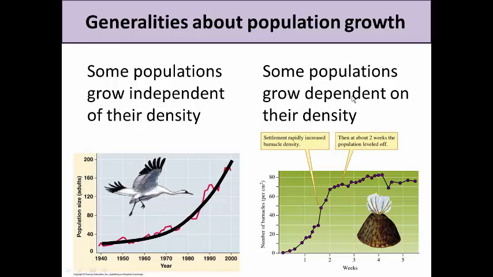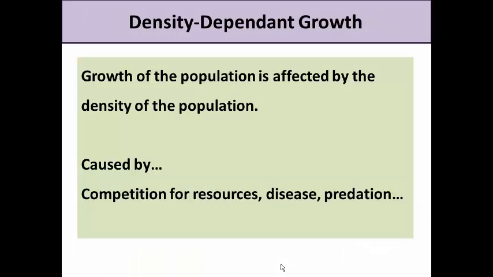The other kind of population growth is when populations grow dependent on their density, or density-dependent growth. Here, seen in the barnacle, we usually see these as classical S-shaped curves. So density-dependent growth is also called logistic growth. And this is where the growth of the population is affected by the density of the population. And remember, populations can increase by adding individuals through birth. They can decrease by taking individuals away through death. So as populations grow bigger under this scenario, the birth rate decreases, the death rate increases, or both happen.